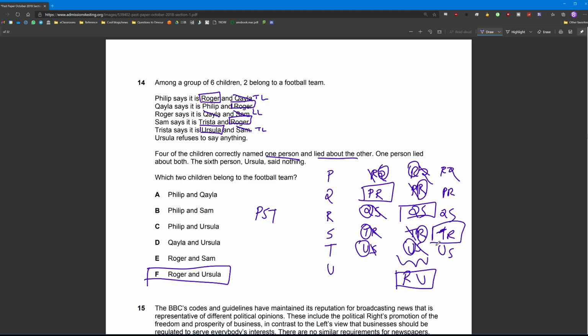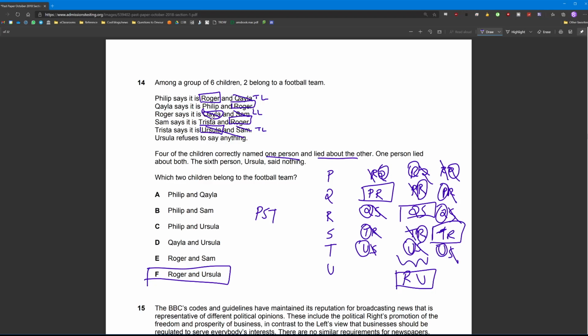So for instance, if T and R are the two that are not on the team, and R is removed, then you get Q and P being on the team. If Q is on the team, then S is a lie. But that also means that U must be on the team, so that can't be true. And finally, if U and S are not on the team, then Q must be on the team. If Q is on the team, R must not be on the team, and that means T must also be on the team. You get 3 people, and that's not valid.